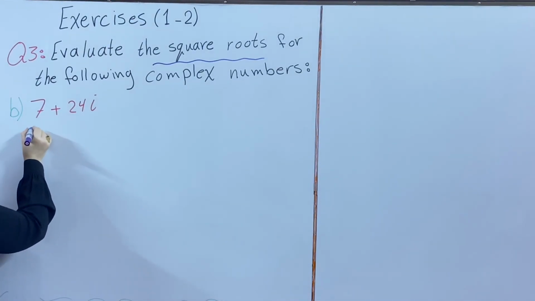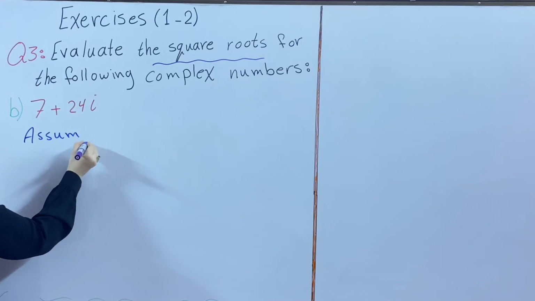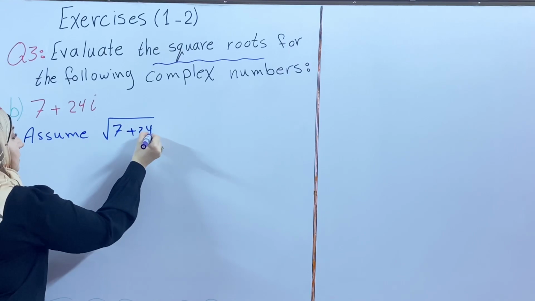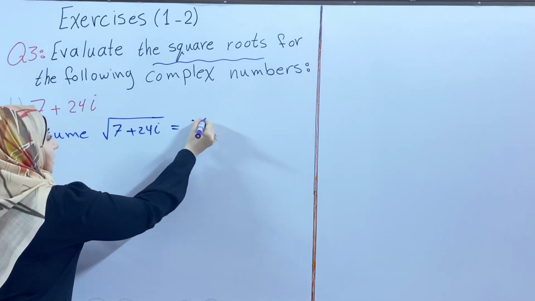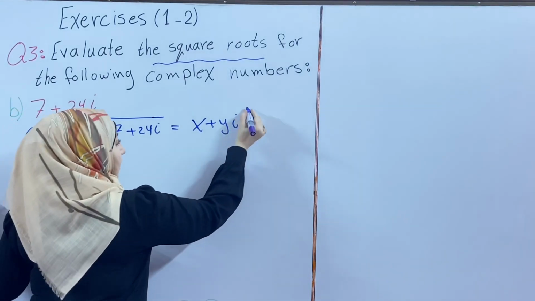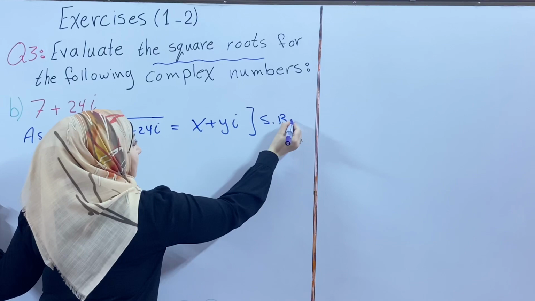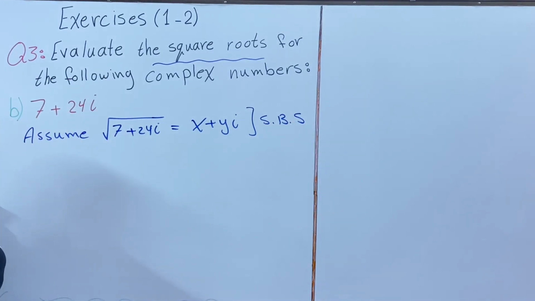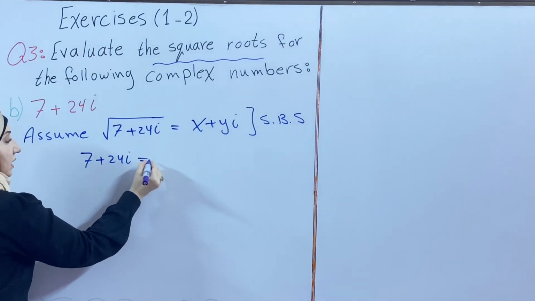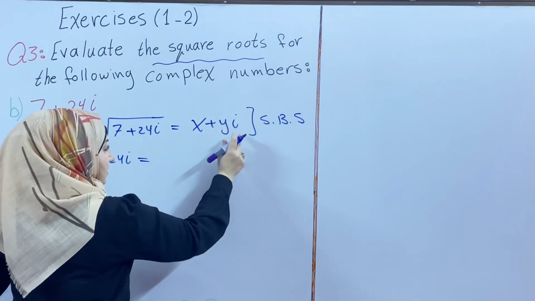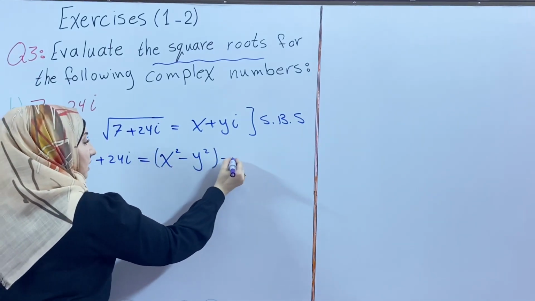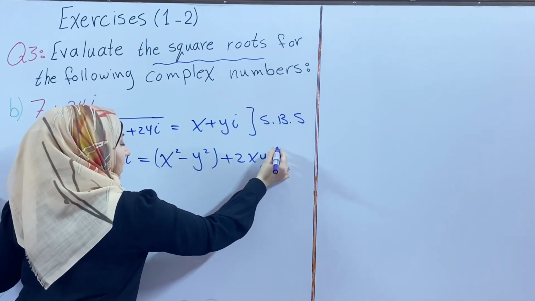First, we will assume the square root of the complex number which is given equals x plus yi. The second step, we will square both sides. When we square both sides, here we get 7 plus 24i equals x squared minus y squared plus 2xyi.